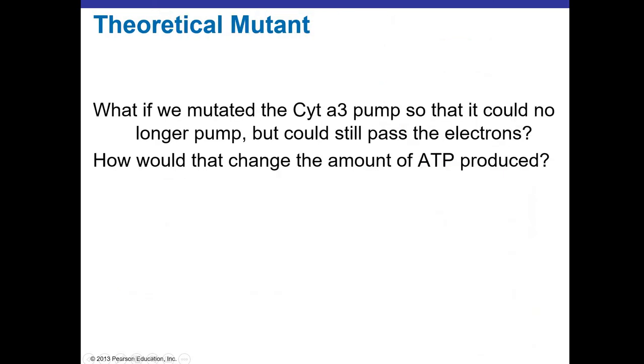If we look at another theoretical mutant, this will help us to understand what's happening at the electron transport chain, thinking about our proton pumps. What if we mutated the cytochrome A3 pump so that it could no longer pump those protons across the membrane, but could still pass the electrons? How would that change the amount of ATP produced?